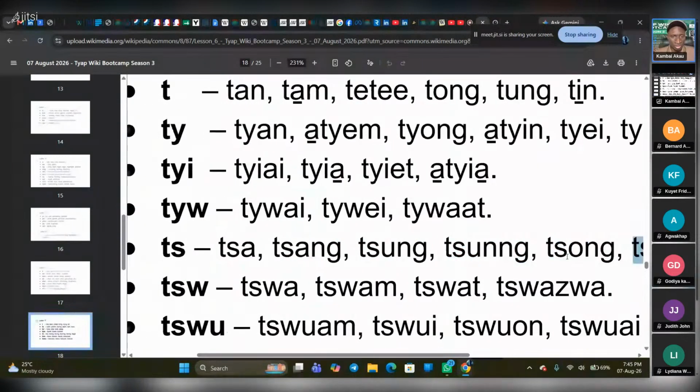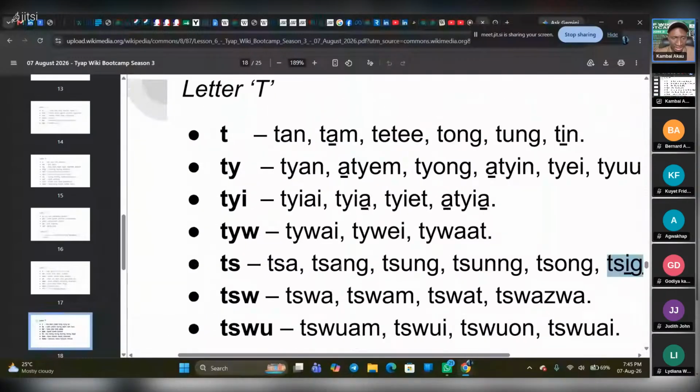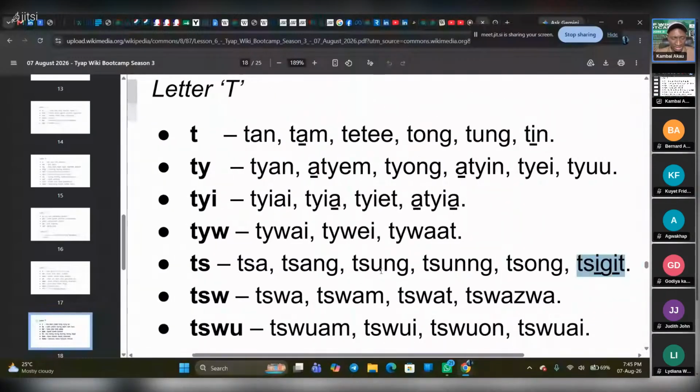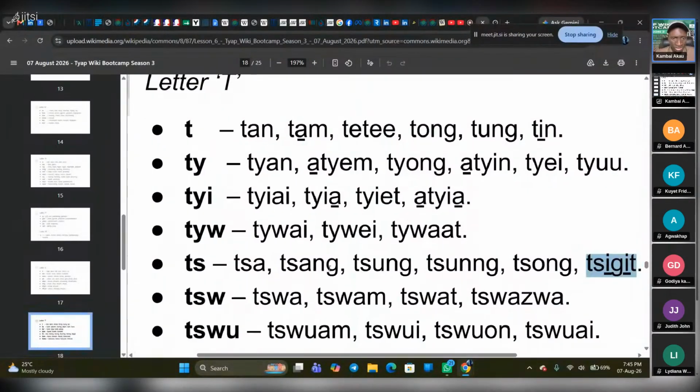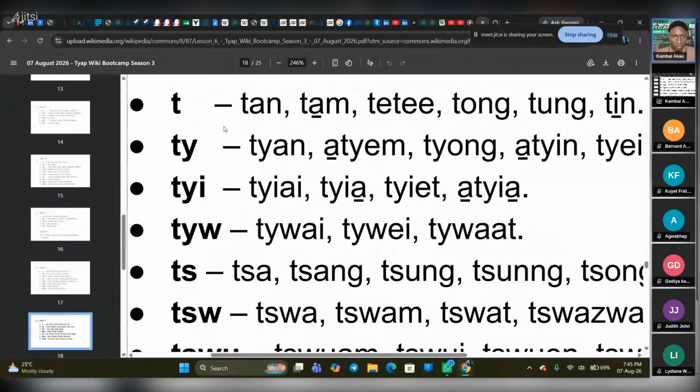Now, some of us who have become very anglicized, or we speak Tyap in the anglicized version, or we speak Tyap like English, when pronouncing words like this, Tian, for example, some people will be pronouncing this as Tian, although the short version of it is Tian. This is our ta sound, but this is our ta sound.